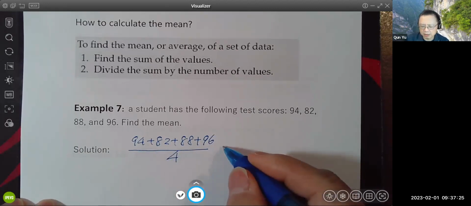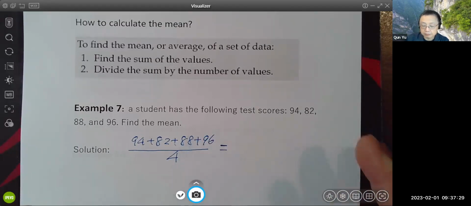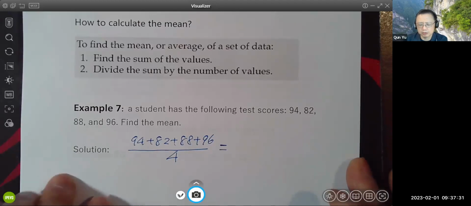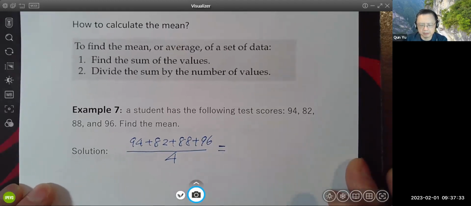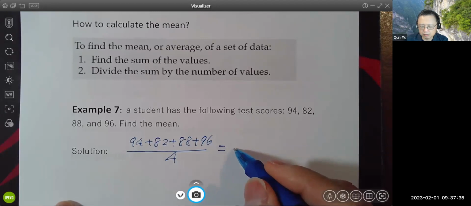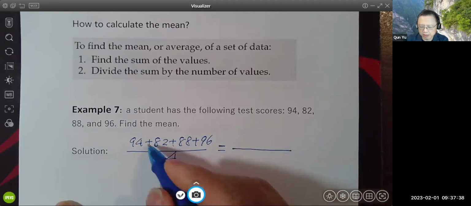Now, since this is not an addition example, this is just an example to calculate the mean, I'm going to go ahead and use my calculator to do this addition quickly.